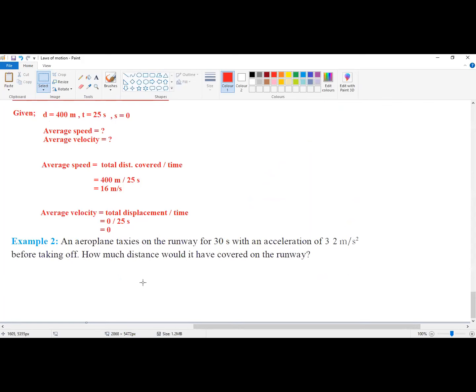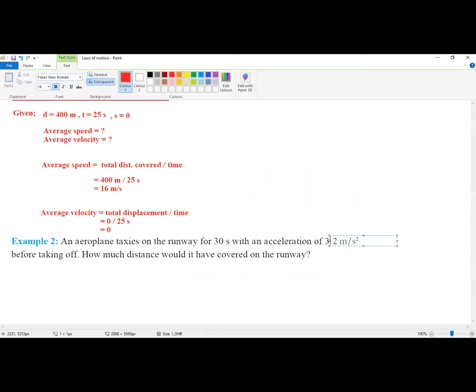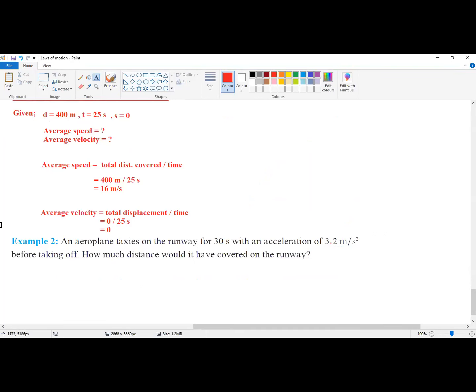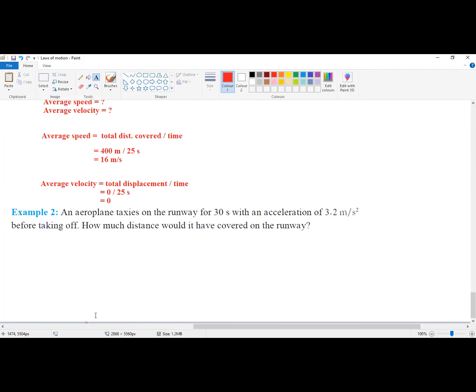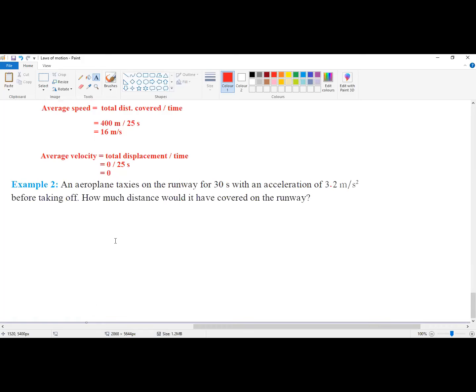An aeroplane taxis on the runway for 30 seconds with an acceleration of 3.2 meter per second square before taking off. Then how much distance would it have covered on the runway?